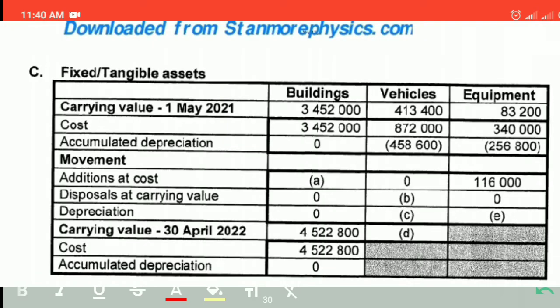We took the cost. As you can see in the table, we are focusing on buildings, which is 3,552,000. Then we minus it from the carrying value at 30 April 2022, still in the buildings column, which is 4,522,800. So we did this to get the additions at cost. We always do it like this.